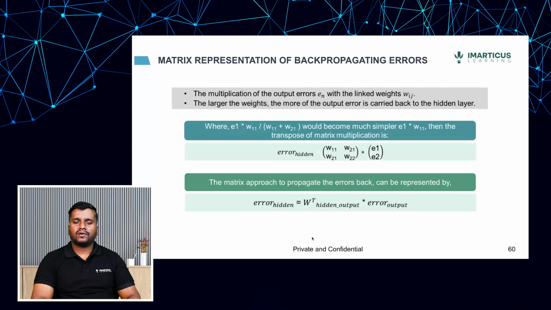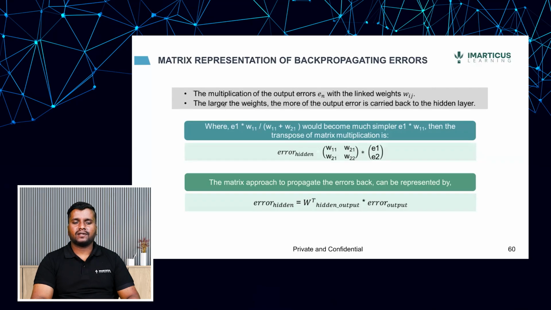Now consider the multiplication of output errors En with linked weights Wij: the larger the weights, the more of the output error is carried back to the hidden layer. So if the weights in the output layer are larger, more output error is carried backward to the hidden layer. Where we have E1 dependent on W11, E1 into W11 upon W11 plus W21 would become much simpler as E1 into W11, than the transpose of the matrix itself.